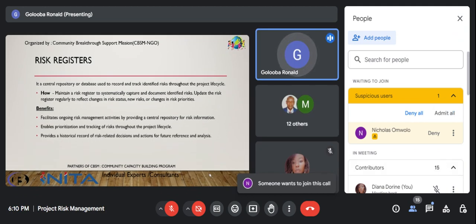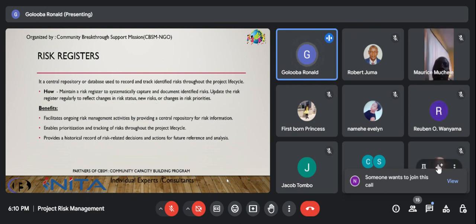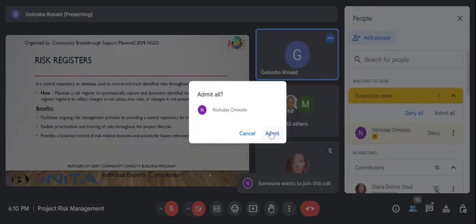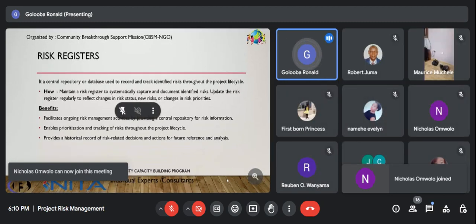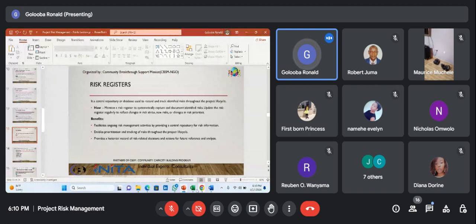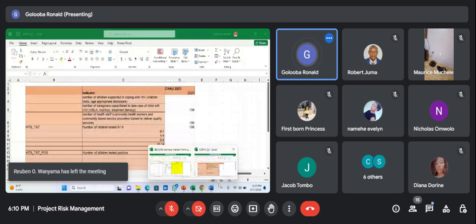So some of the benefits of use include that it facilitates ongoing risk management activities by proactively providing a central repository for risk information. It also enables prioritization and tracking of risks throughout the project life cycle, and it provides a historical record of risks related to decisions and actions for future reference and analysis. I'll show you a sample of a risk register we've used on a USAID supported project.